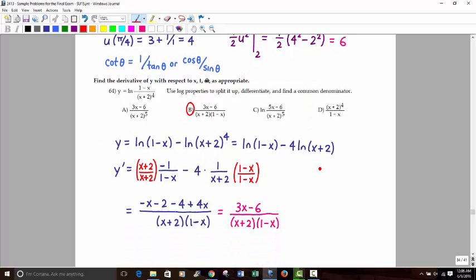64. We use log properties to split this up before we take the derivative. Let's see what we have. So it's natural log of 1 minus x minus natural log of x plus 2 to the 4th. And then using log properties, because the log's not raised to the power, the argument is, you can bring that 4 down.